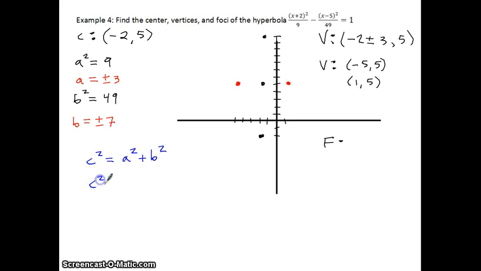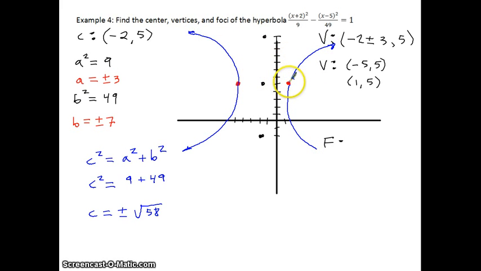Let's find the focus points. So we need to find the c values. I plug in a squared and b squared, and I end up with c equals plus and minus the square root of 58. And remember that the focus points are within the cup of the hyperbola, and our hyperbola is opening out this way.